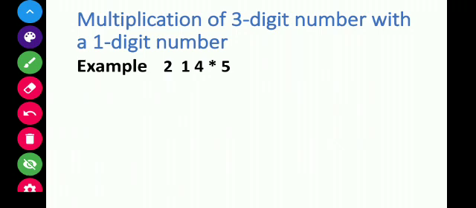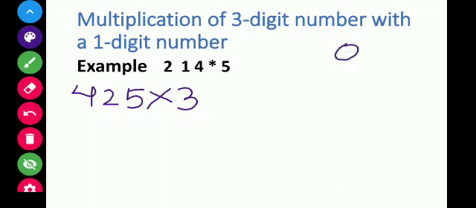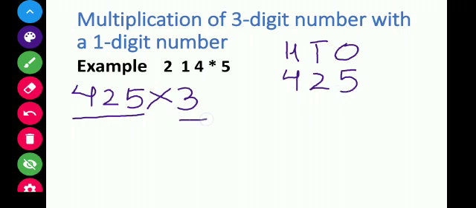Now taking one more example in this 3-digit number, 425 multiply 3. 425, which has to be multiplied with 3. First write the place value: ones, tens, hundreds. 3-digit number: 4 under hundreds, 2 under tens, 5 under ones. 3 will come under 5, that is at ones place. Sign of multiplication. Read the table of 3 first with 5.